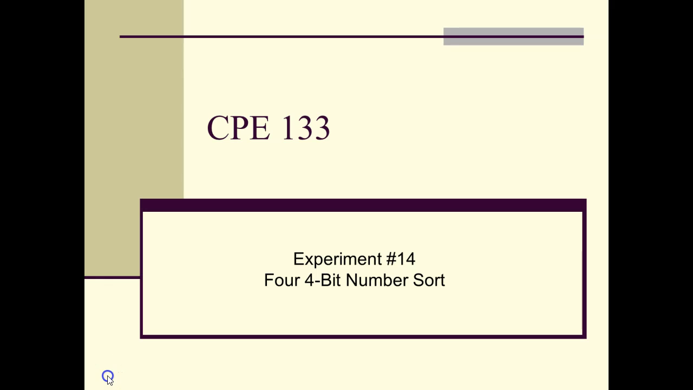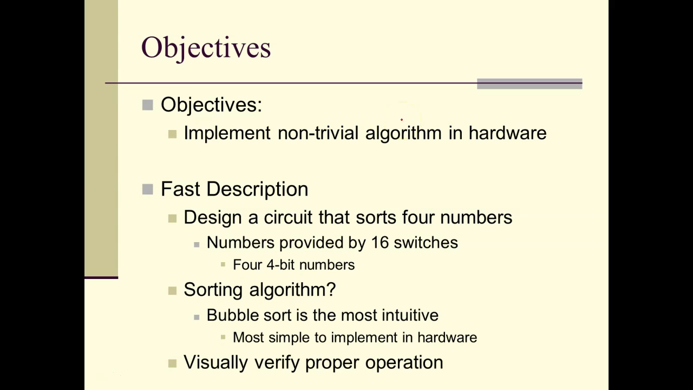This is CPE 133. This is experiment 14. This is the classic number sort, and what we're going to be doing is sorting four-bit numbers. The main objective here is to implement yet another algorithm. The algorithm is a sorting algorithm, and it's non-trivial.